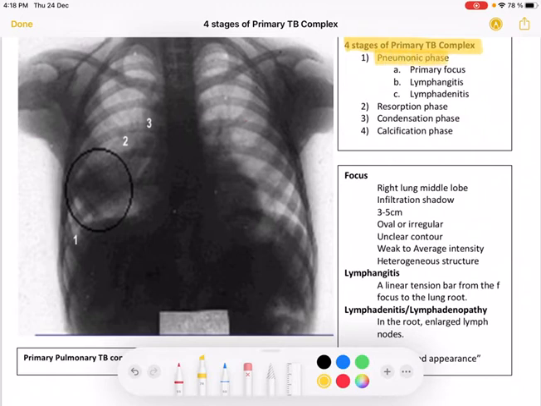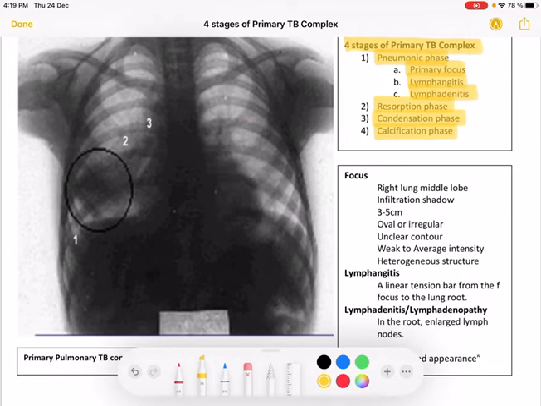Okay, before that I just want to say that there are 4 stages of the primary TB complex. The first stage is the pneumonic phase, then the inflammatory phase, and then the resorption phase, condensation phase, and calcification phase. The first phase, the pneumonic phase, also comprises 3 main components. That is the primary focus, lymphangitis, involvement of lymph vessels, and lymphadenitis or lymphadenopathy, the enlargement of the intrathoracic, or we can say the mediastinal lymph nodes.